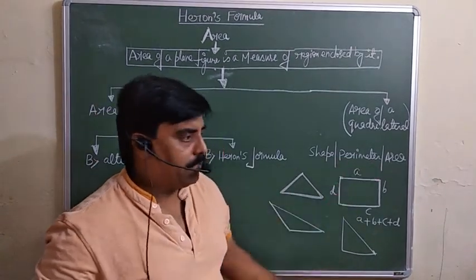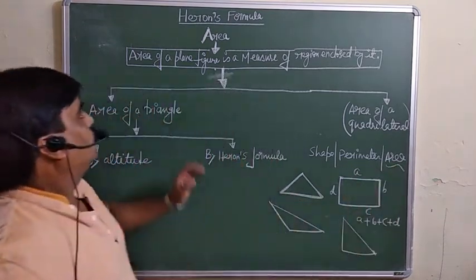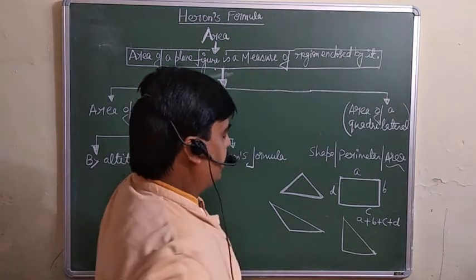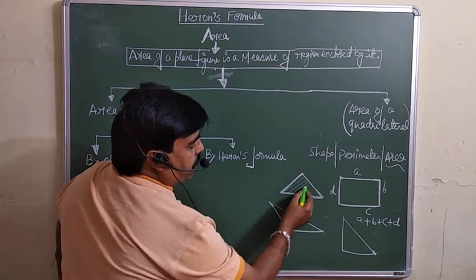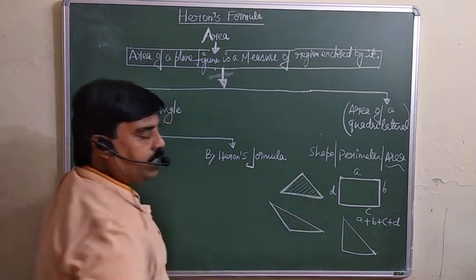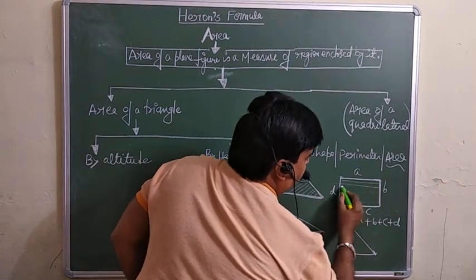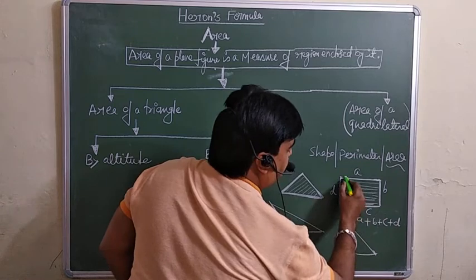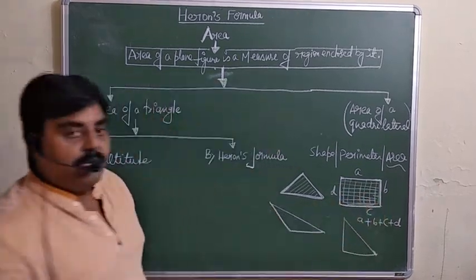But we are giving more emphasis on the area. What is area? The area of a plane figure is a measure of the region enclosed by it. What will be the area of this figure? The region which is enclosed by this one. This is the area of this triangle. This is the area of this figure, a four-sided closed figure, the quadrilateral. This is the area which is enclosed by this one. So this is the region, that is the area of this one.